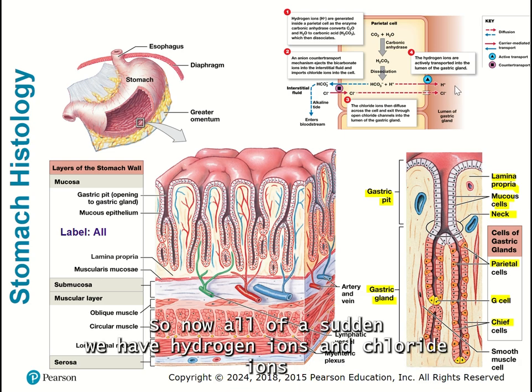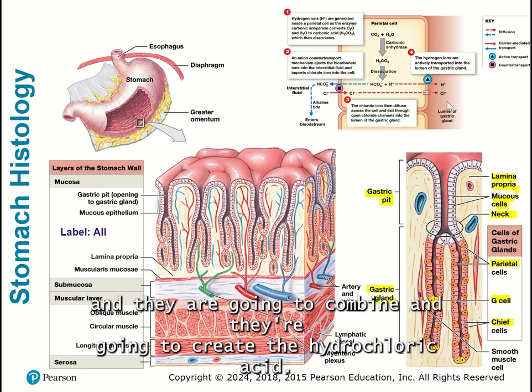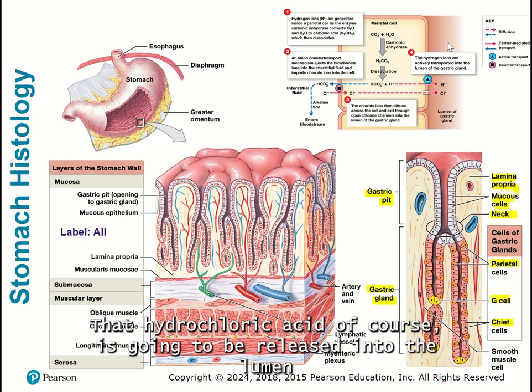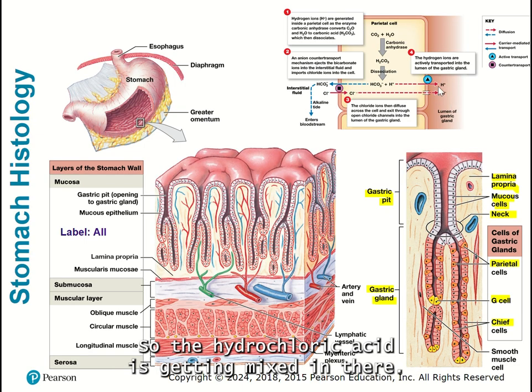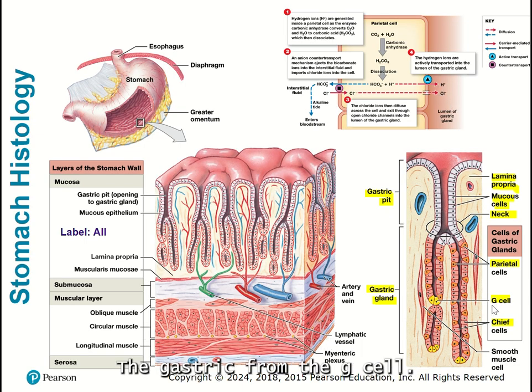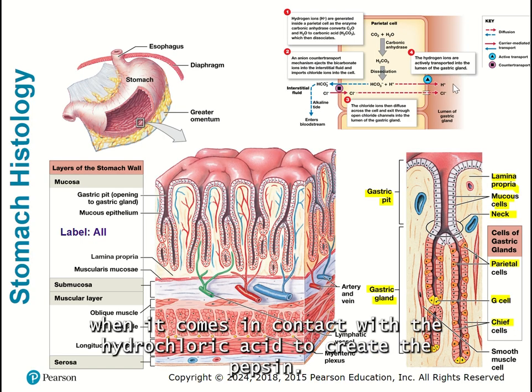So now all of a sudden we have hydrogen ions and chloride ions hanging out in the gastric gland, and they are going to combine and create the hydrochloric acid. That hydrochloric acid, of course, is going to be released into the lumen of the stomach itself to create that gastric juice. So the hydrochloric acid is getting mixed in there, the gastrin from the G cell, and then that pepsinogen, and then the pepsinogen gets activated when it comes in contact with the hydrochloric acid to create the pepsin.